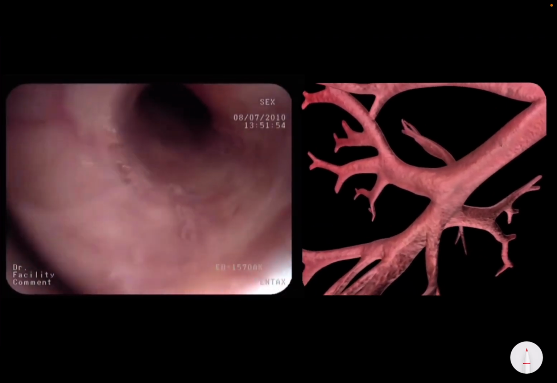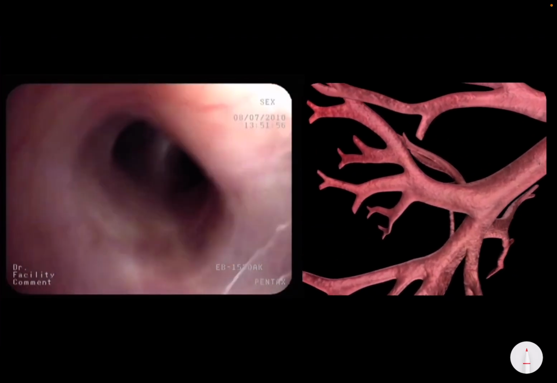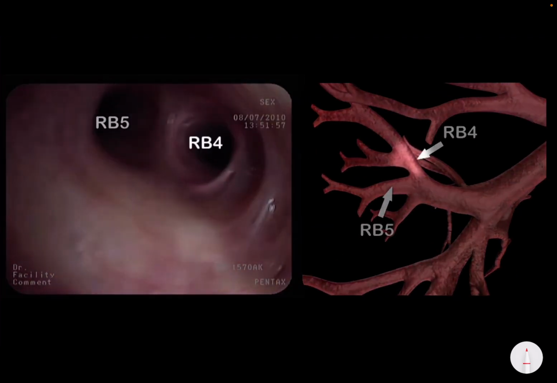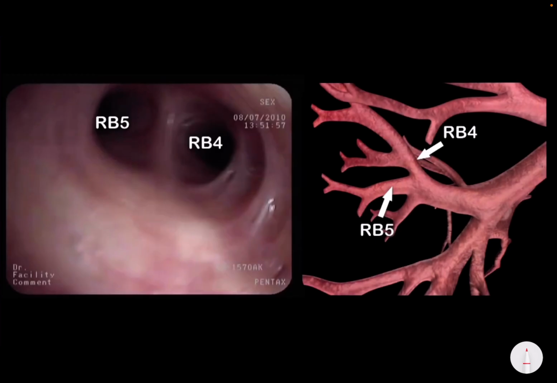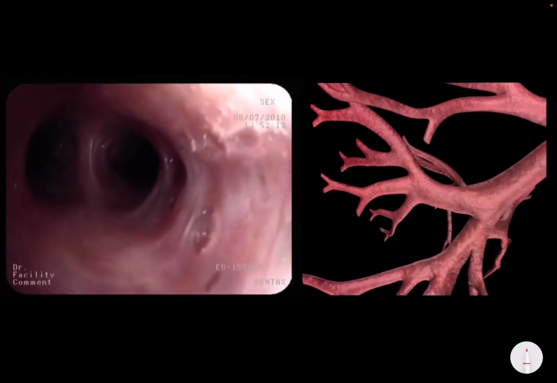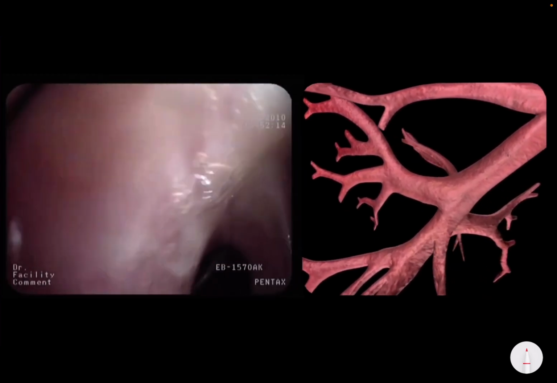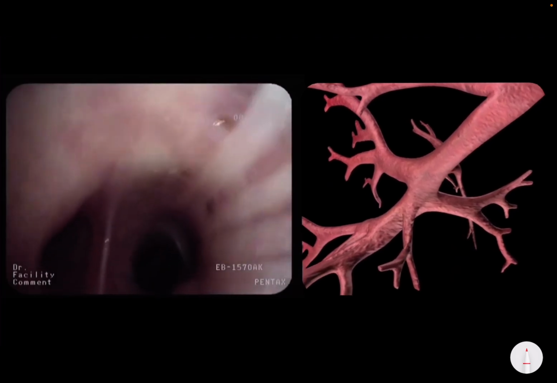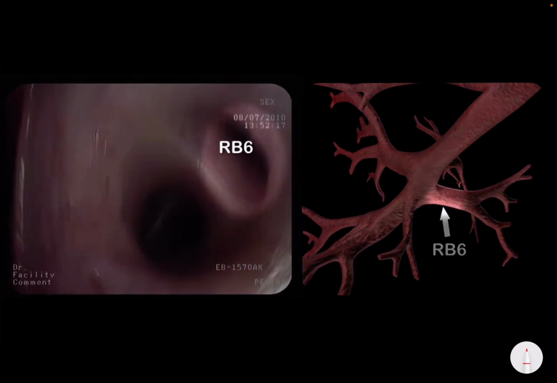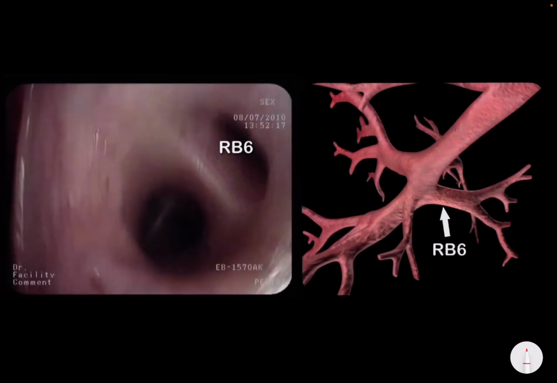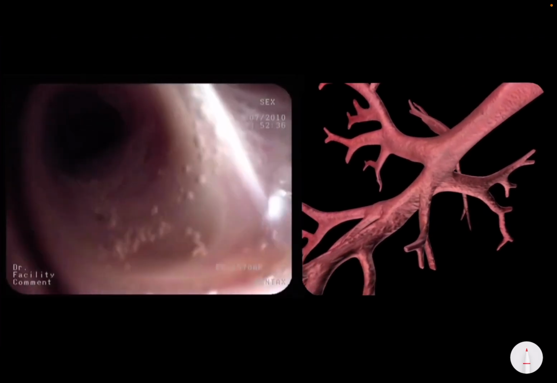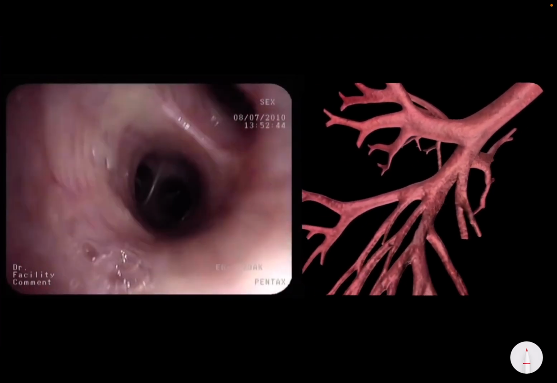On entering inside the right side middle lobe, you'll see two structures. RB4 is the lateral segment of the middle lobe. RB5 is the medial segment of the right middle lobe. And on entering inside the lower lobe, RB6 is the first structure to visualize, the superior segment of the lower lobe. Then on entering inside the basal branches.